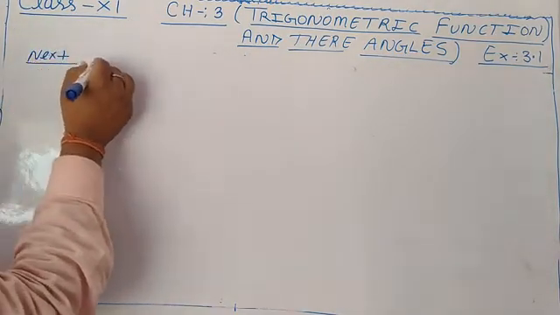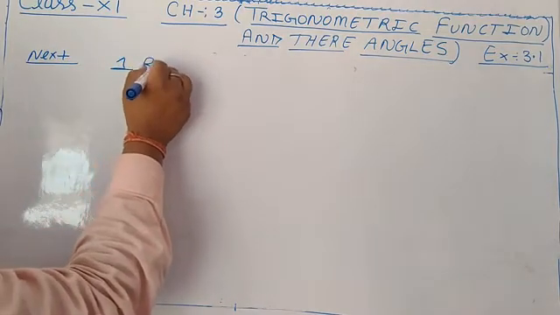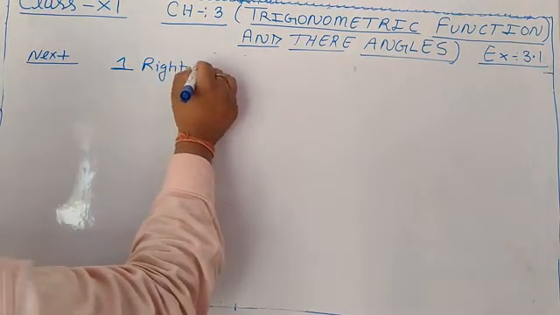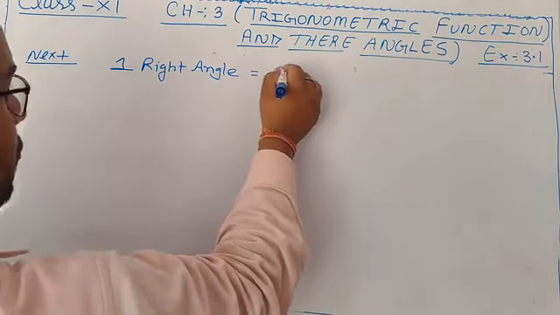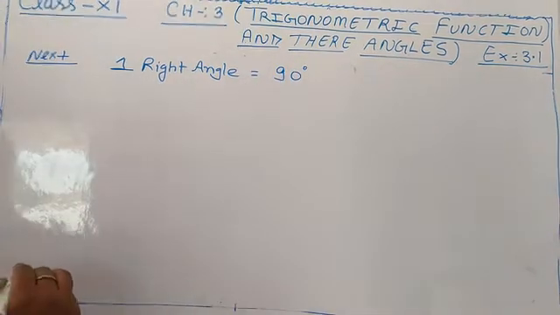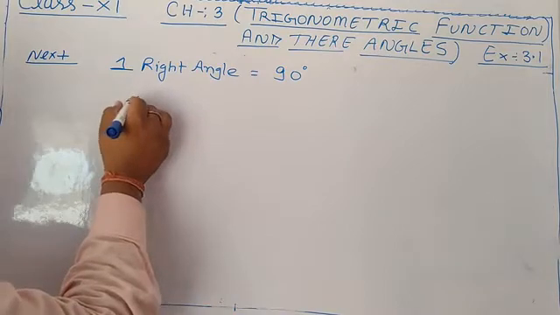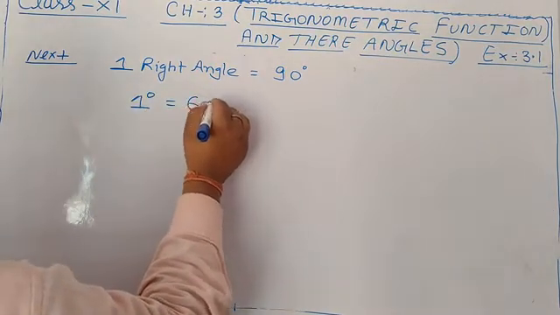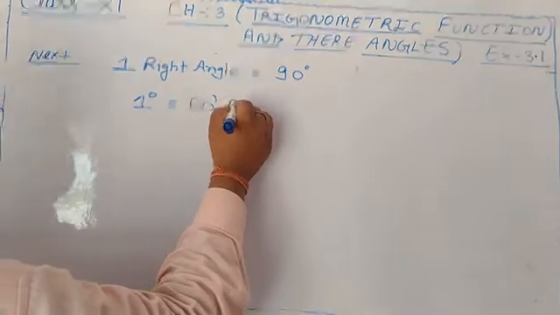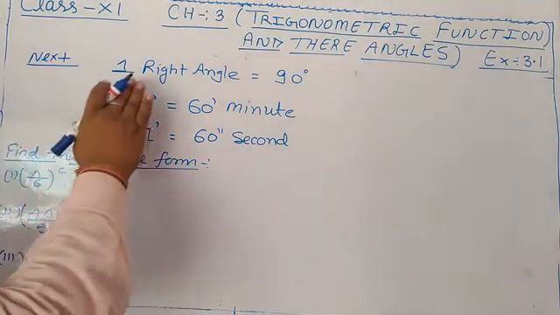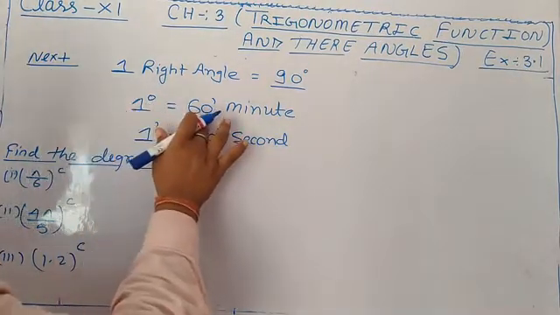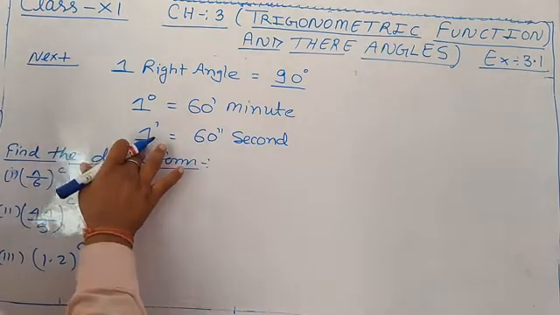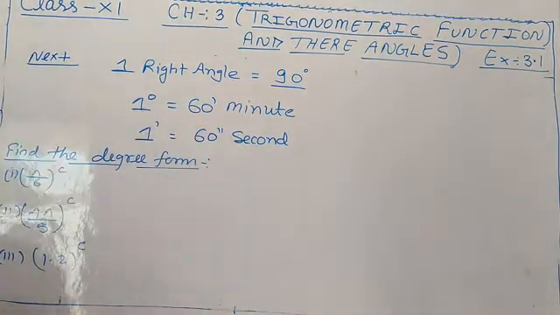Next, very important, one right angle is equal to 90 degree, and 1 degree is equal to 60 minutes. Okay. So next, one right angle is equal to 90 degree and 1 degree is also equal to 60 minutes and 1 minute is also equal to 60 seconds. Okay, student. First question.